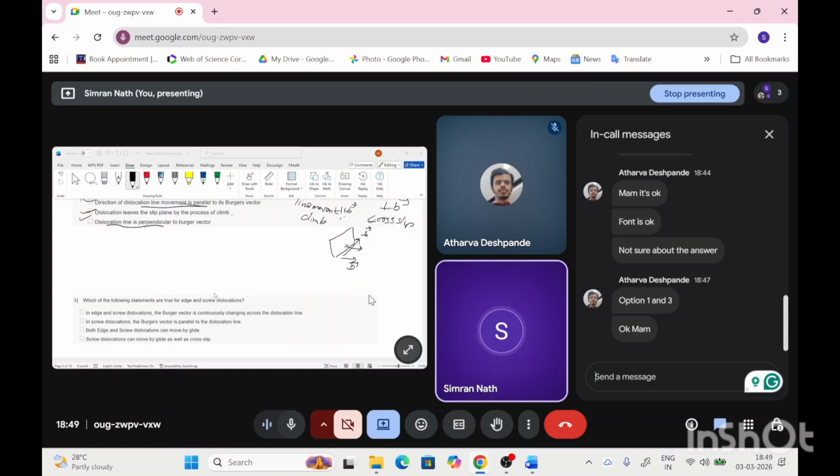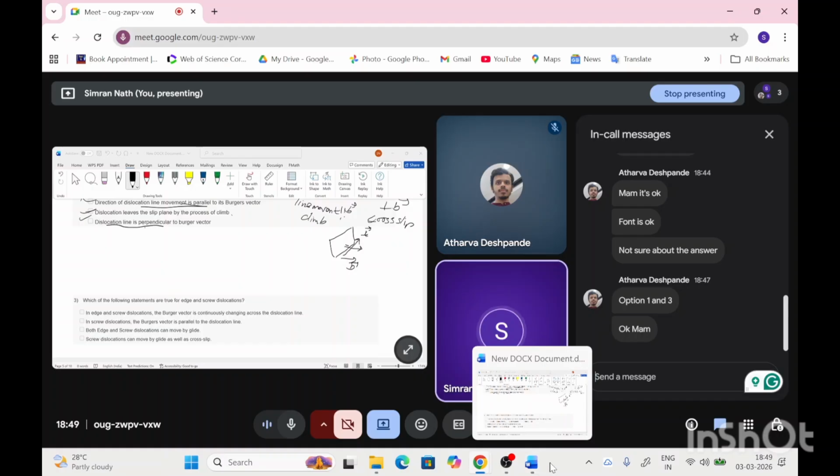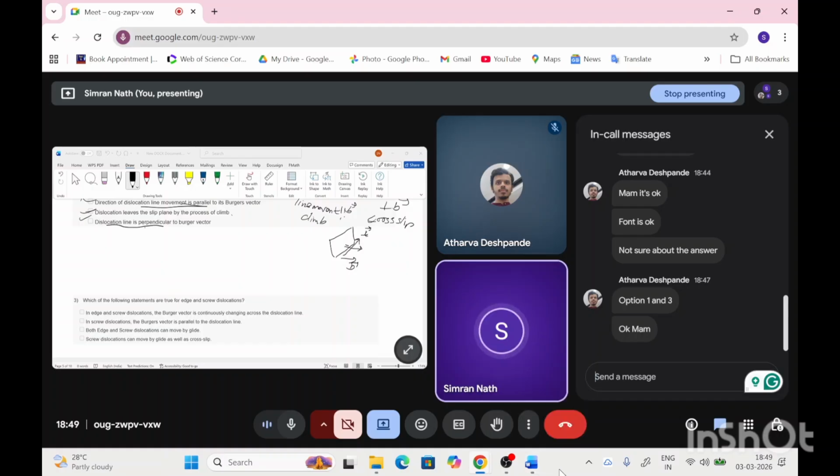Yeah, I have to tell one more thing. The Burgers vector magnitude for a dislocation is fixed. Means before it dissociates, the Burgers vector will not change at any point in the dislocation line. So the Burgers vector will always be constant.